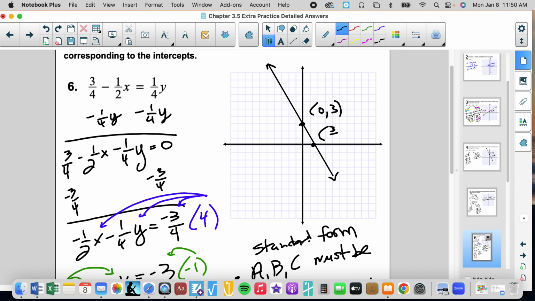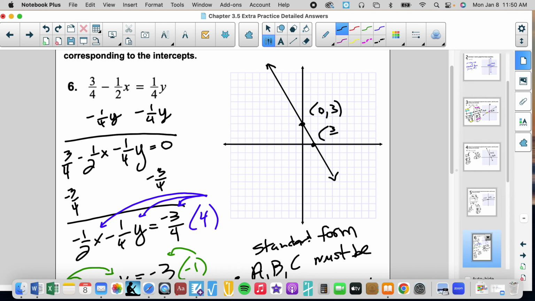And 9,000 is the goal. The goal, the amount you'd like to raise. Good. All right, graph the equation, interpret the intercepts.